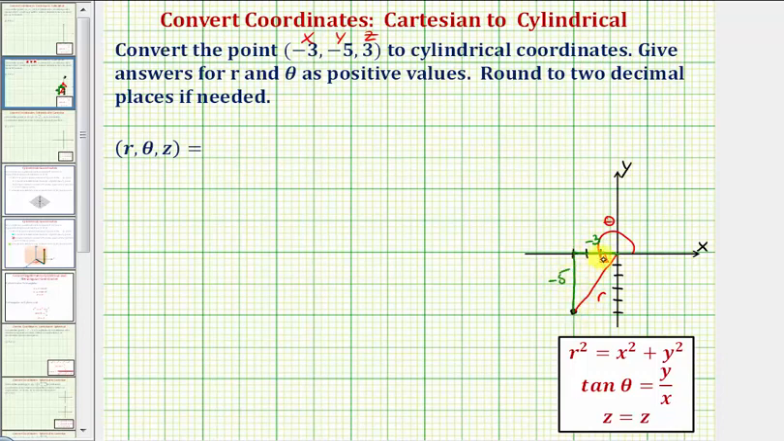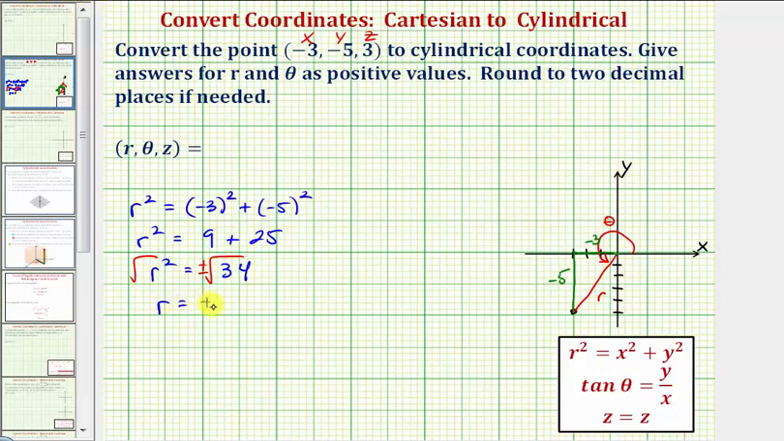Notice how to find r, we'd use the Pythagorean theorem given here as r squared equals x squared plus y squared. So we'd have r squared is equal to -3 squared plus -5 squared. So we have r squared is equal to 9 plus 25. So r squared is equal to 34. So now we take the square root of both sides of the equation. Notice how we'll have two solutions here. r equals plus or minus square root 34.